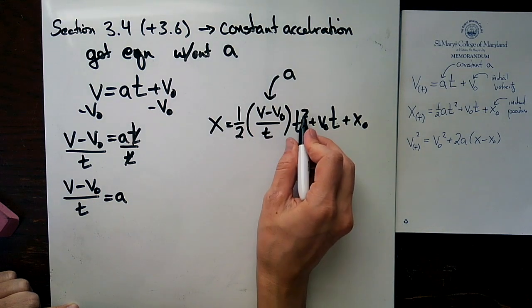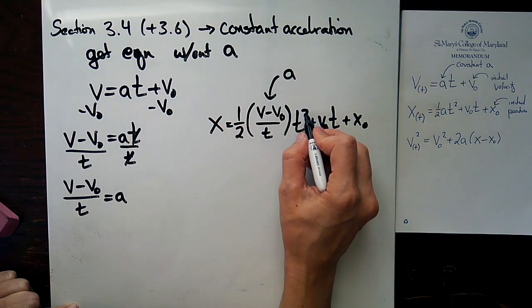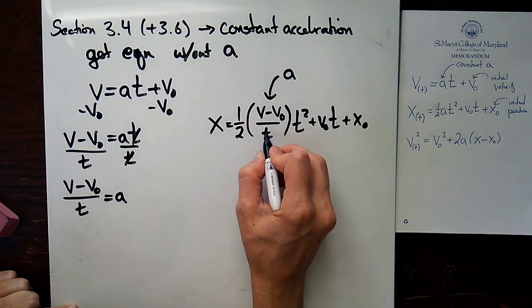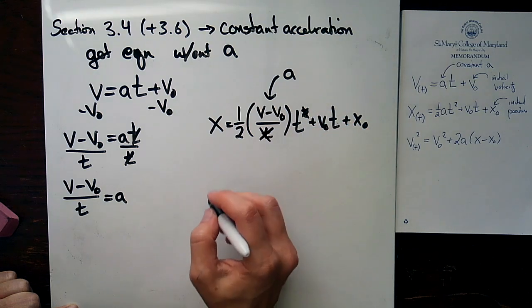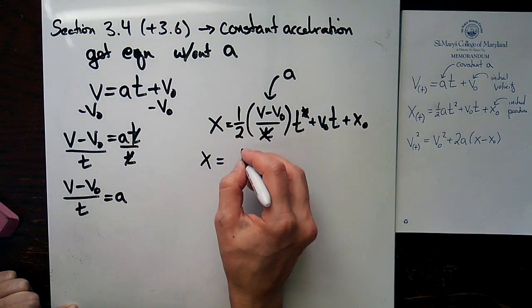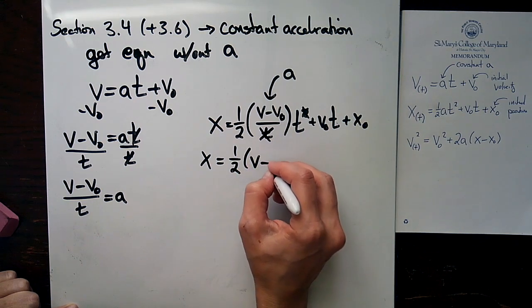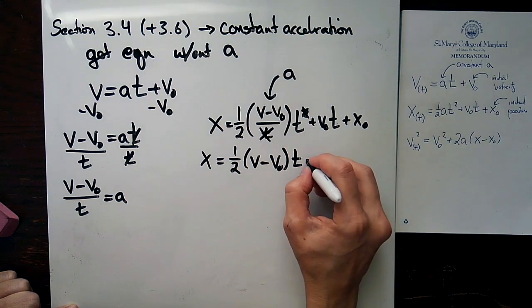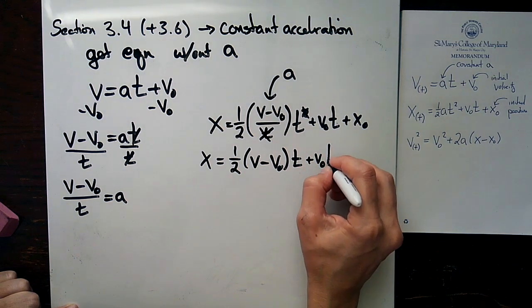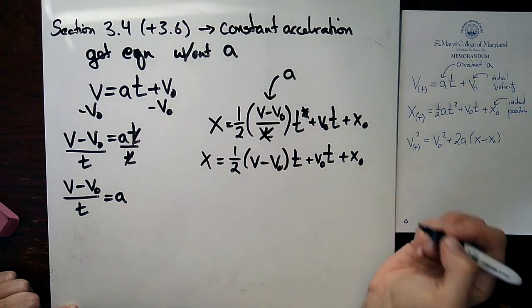Okay, so then what happens? Well, I have t squared and I'm dividing by a t here. So that's t to the second power minus 1 because this is dividing by t to the 1. So one of those times will cancel. So we'll get position is equal to 1/2 velocity minus initial velocity times time plus initial velocity times time plus initial position.